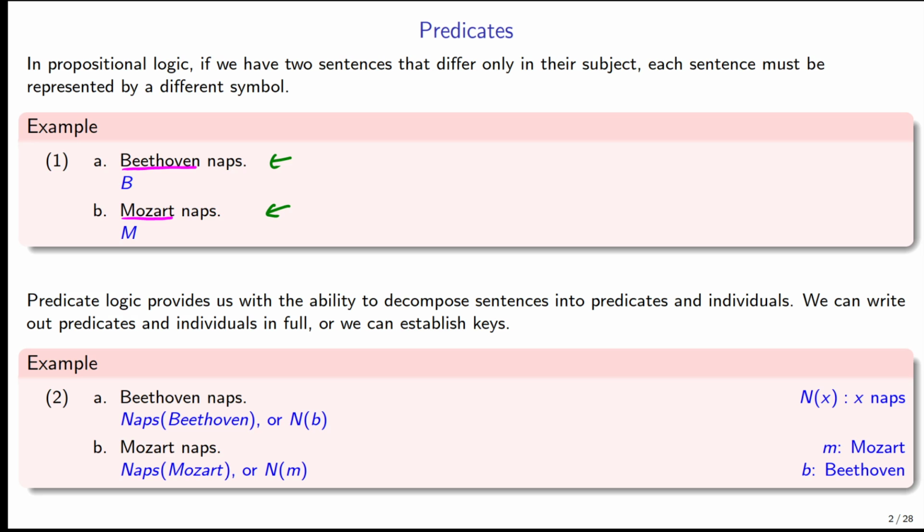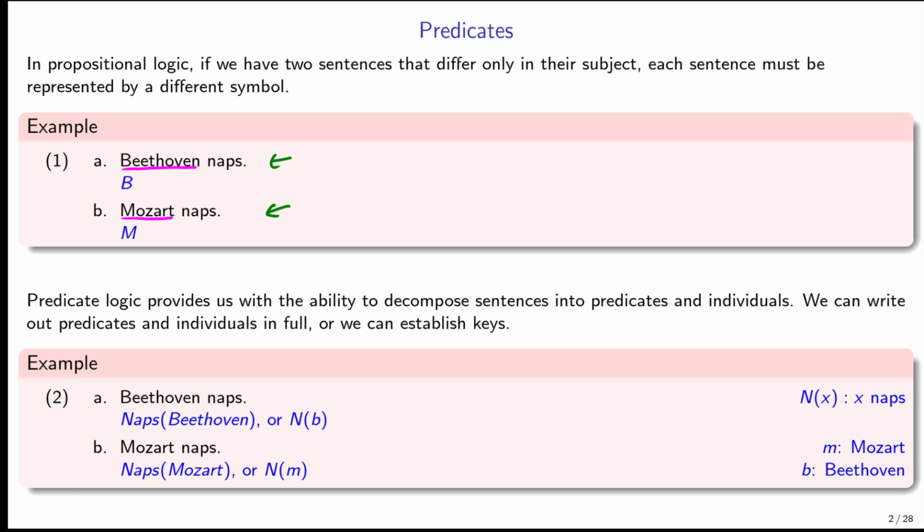There should be some consistency of napping. That should be representative in both of those, and there's only a difference in subject. So that subject part should be a little bit different from what's happening with the verb. Now, predicate logic allows us to do that. We can now decompose sentences into predicates and individuals.